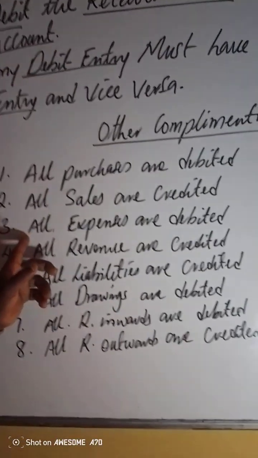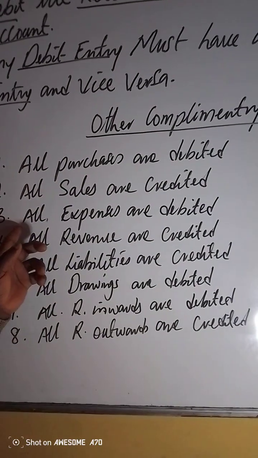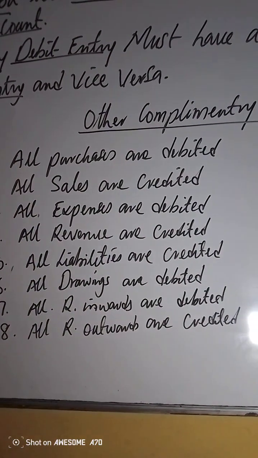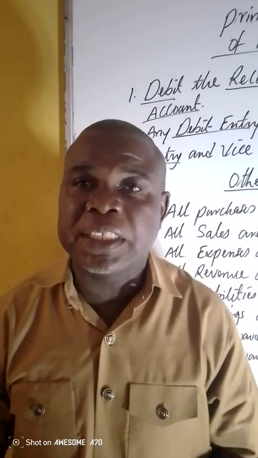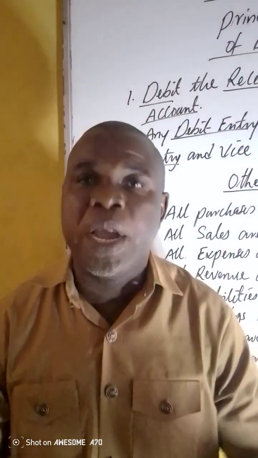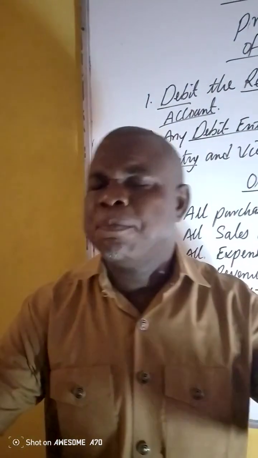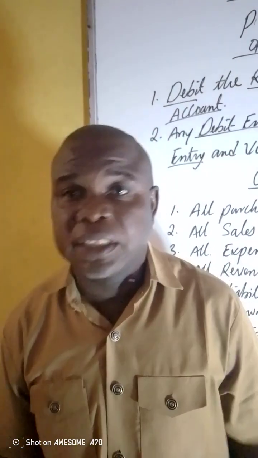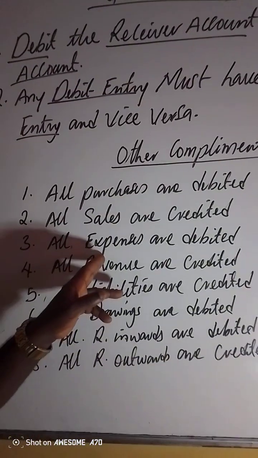Next, we are now saying all expenses are debited. Mind you, in my previous video, I mentioned what expenses are. Expenses are the services paid for by the business, services that the business received and paid for. Such as wages, salaries, electricity, printing and stationery, and many other expenses. So if rent is an expense, then it must be debited.